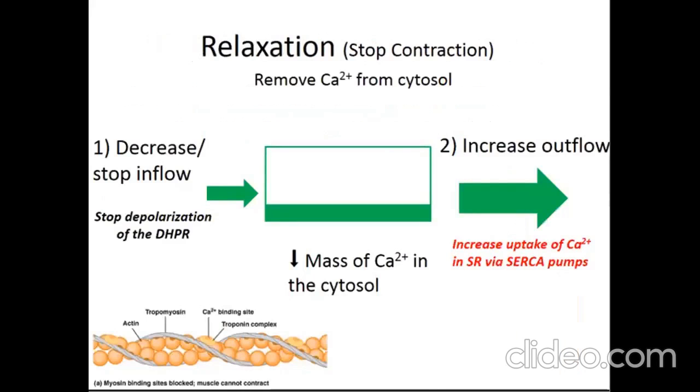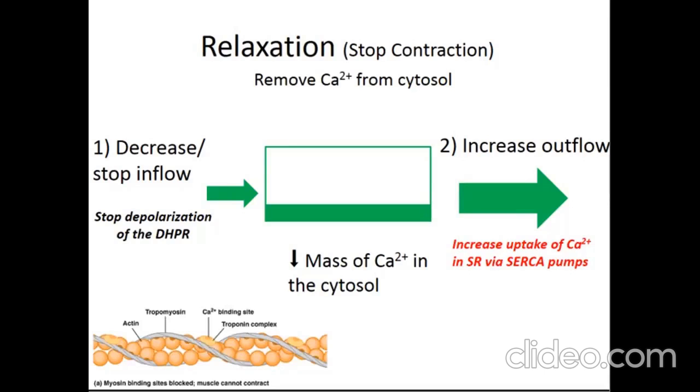So again, back to our flow model, we're already decreasing flow by preventing action potentials from being generated on the muscle membrane and dihydropyridine receptors from being activated. Now, we have also increased outflow via the SERCA pumps so that the remaining calcium in the cytosol is pumped back into the sarcoplasmic reticulum, which will decrease the regulated mass, in this case, the cytosolic calcium.